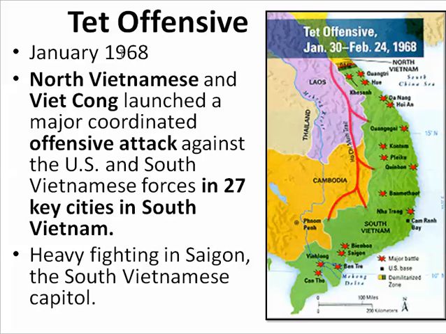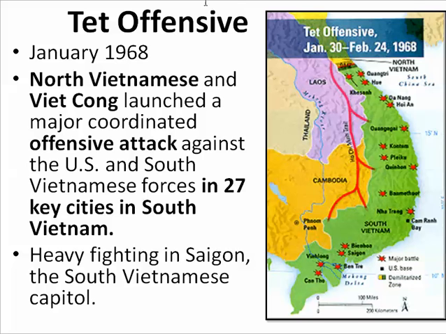And so in January 1968, they're going to launch this coordinated major offensive attack against South Vietnam and the U.S. forces there in 27 cities. The largest one right down here is Saigon, the capital of South Vietnam, where Ngo Dinh Diem was a leader. Down here, they're going to attack these 27 different locations. Heavy fighting is going to be here in Saigon.